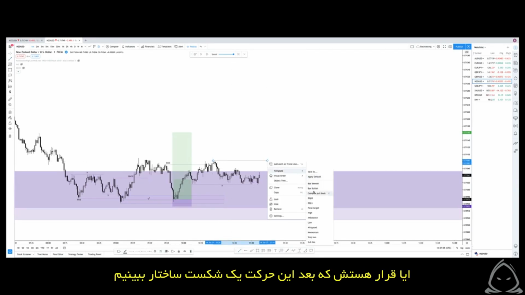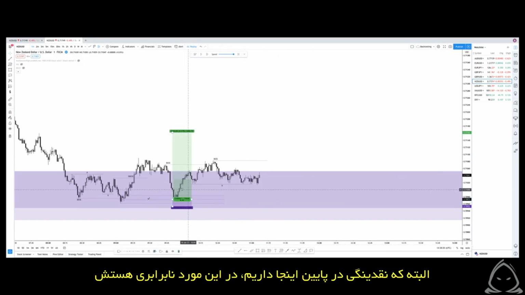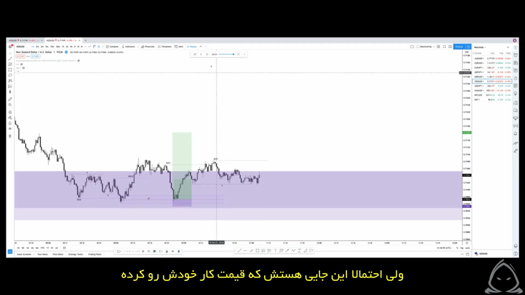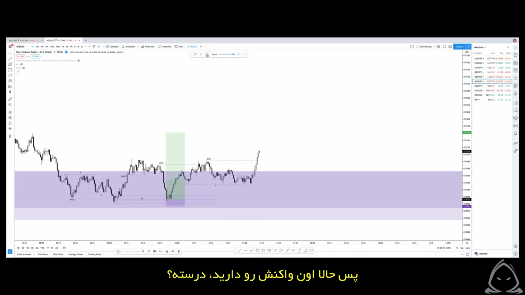Are we now going to get a break of structure after this move? Of course we do have liquidity below us, in the sense of we have imbalance, but this potentially is where price is happy and it's done its job. So now you get that reaction, right?